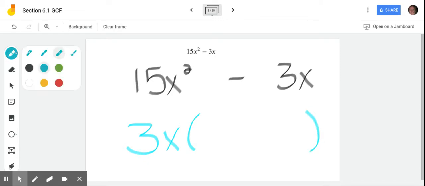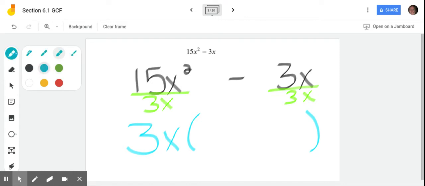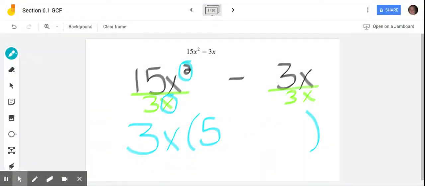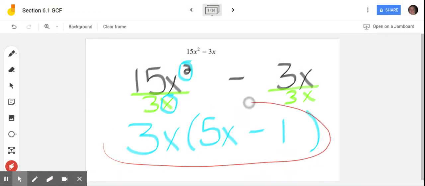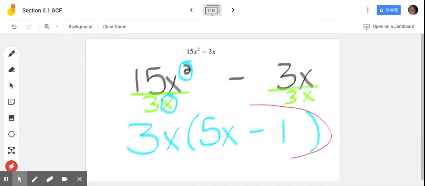Okay. So if I'm factoring out the GCF there, I'm dividing by the GCF. So when I divide 15 by 3, I get 5. If I have 2 x's and I take 1 away, I have 1 x left. 3 divided by 3 and x divided by x is just 1. So when I factor out the GCF, 3x times 5x minus 1 is my answer.